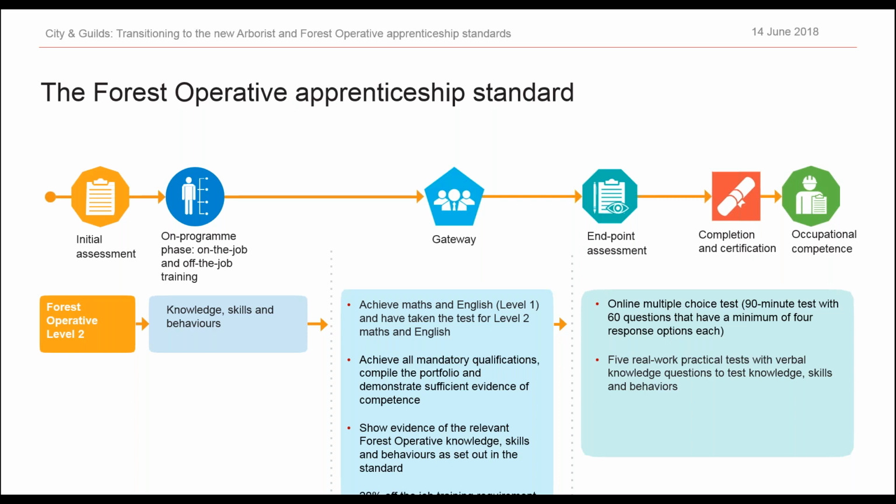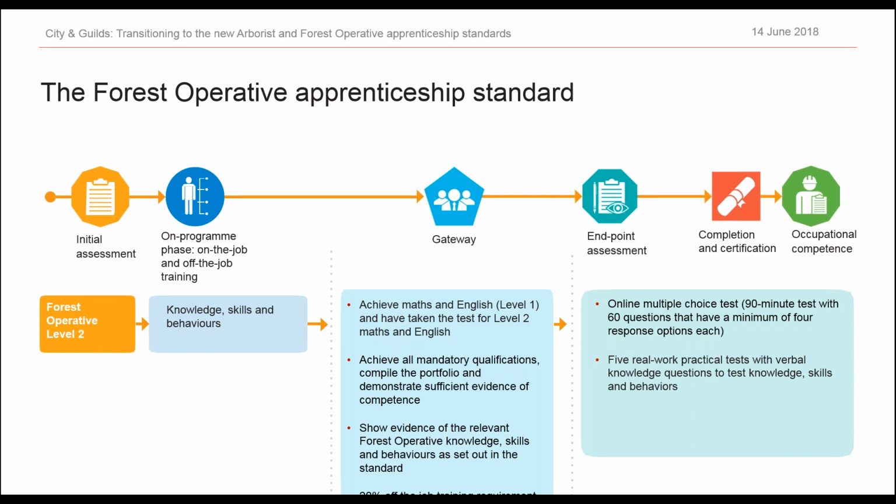They must also show evidence of the relevant forest operative knowledge, skills and behaviours as set out in the standard, and provide evidence they've completed the 20% off-the-job training requirement. Now, the endpoint assessment, once the apprentice goes through the gateway, is slightly different.